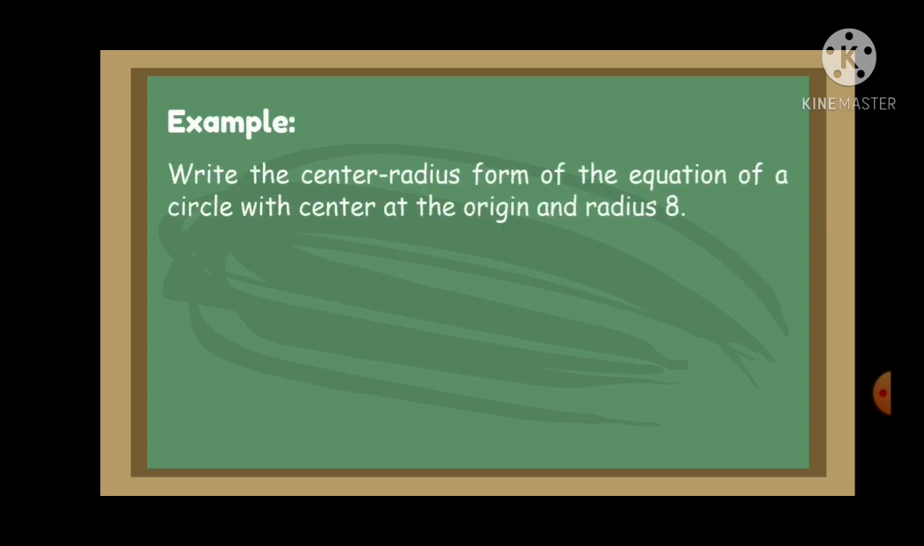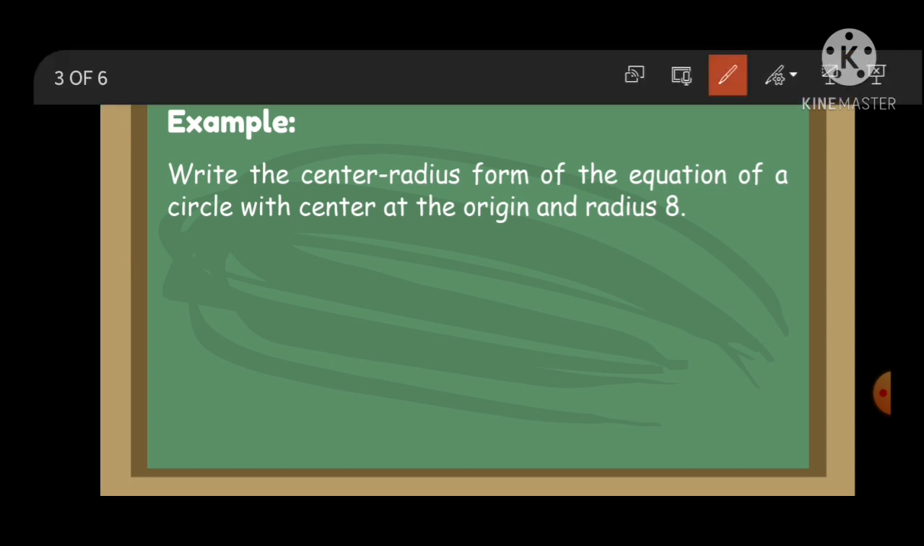The first one: we are going to write the center radius form of the equation of a circle with center at the origin and radius 8. Now, we all know that the coordinates of the origin are (0, 0). Now, let h be equal to 0, k equal to 0, and r equal to 8.